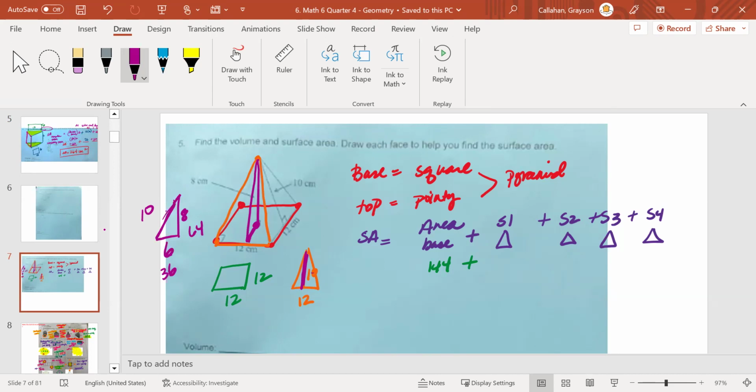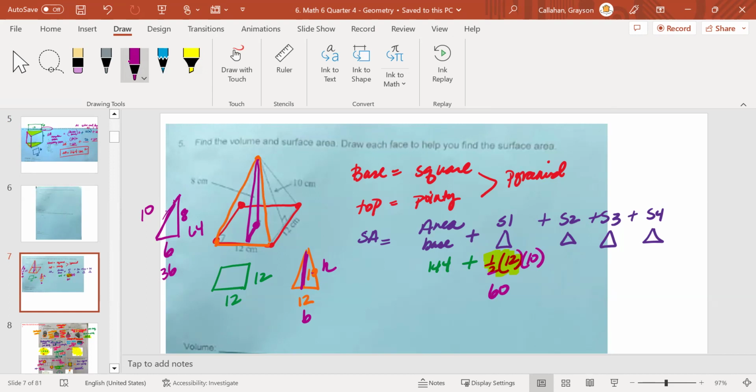Area of this is going to be 1/2 base, which is 12, times height, which is 10, right? This is confusing. It's not easy. 12 times 10. What's half of 12? 6. 6 times 10 is 60. That's the first triangle, right?